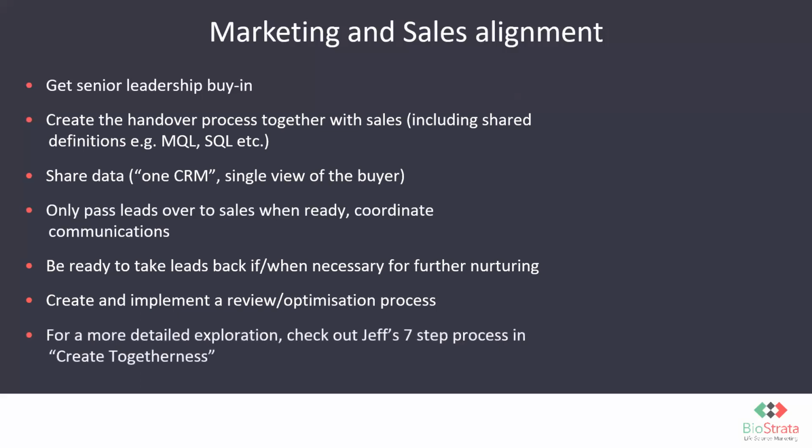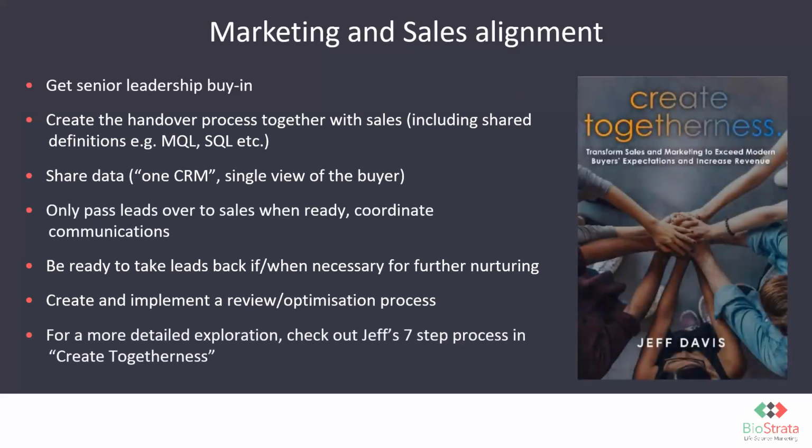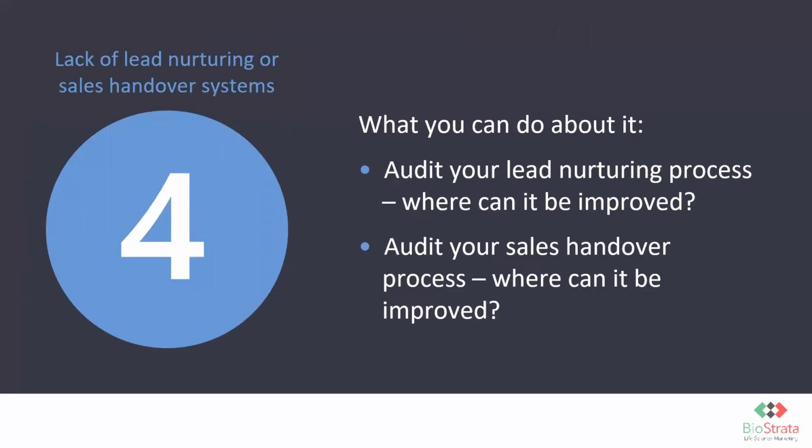If you're interested in a bit more detail on this, I can highly recommend this book, Create Togetherness by Jeff Davis, which has this awesome 7-step process for aligning sales and marketing. It touches on some of the stuff that we've got here and a lot more besides. So do check that one out.